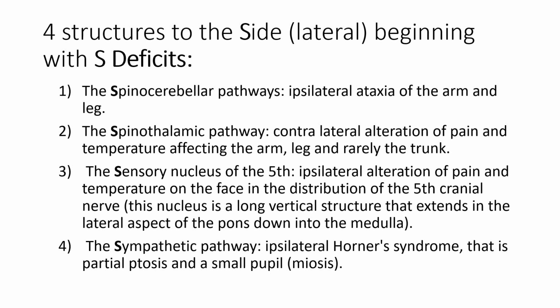The sympathetic pathway, so ipsilateral Horner's syndrome, that is partial ptosis and a small pupil. So we're going to see a small pupil or a constricted pupil. We're going to see ptosis and we're going to see anhidrosis. So anhidrosis is a lack of sweating. So the mnemonic is PAM, P-A-M as in Mary, ptosis with a P, anhidrosis, and then meiosis, so the small pupil. So that's Horner's syndrome, PAM Horner.